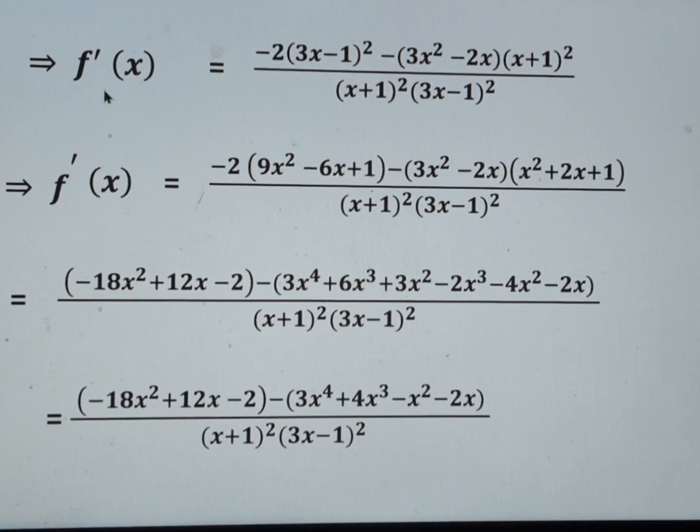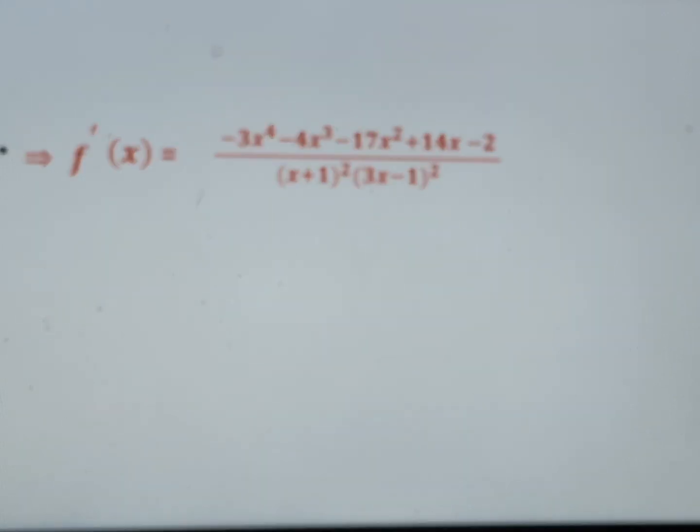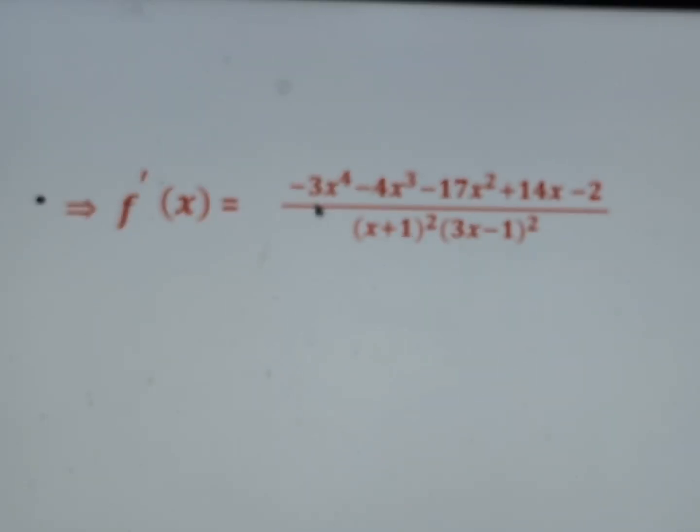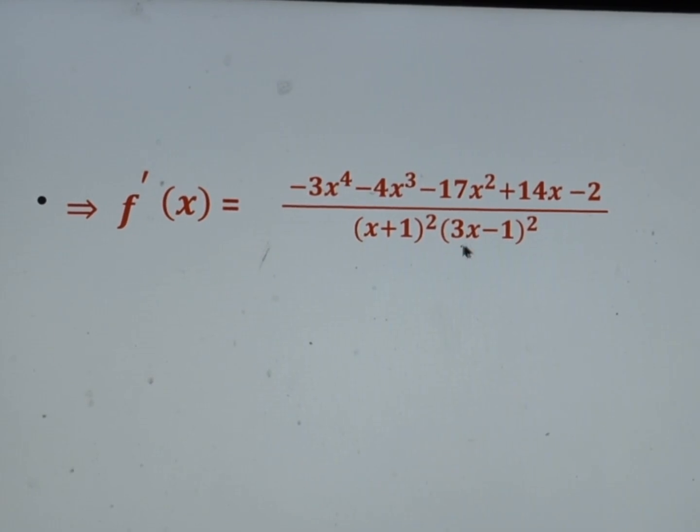So we get f dash x equal to minus 2 (3x minus 1) square minus (3x square minus 2x) into (x plus 1) square over (x plus 1) square (3x minus 1) square, and this result is the same as we solved in the previous solution. So finally after solving this, we get f dash x equal to minus 3x raised to power 4 minus 4x cube minus 17x square plus 14x minus 2 over (x plus 1) square (3x minus 1) square. So we get the same answer.